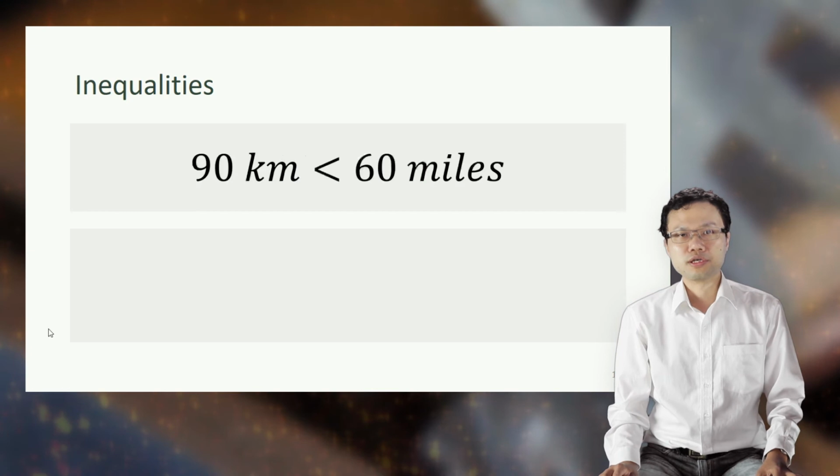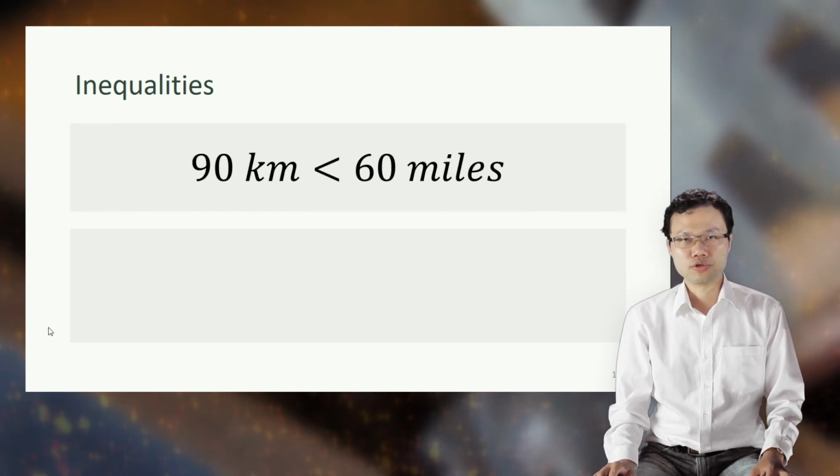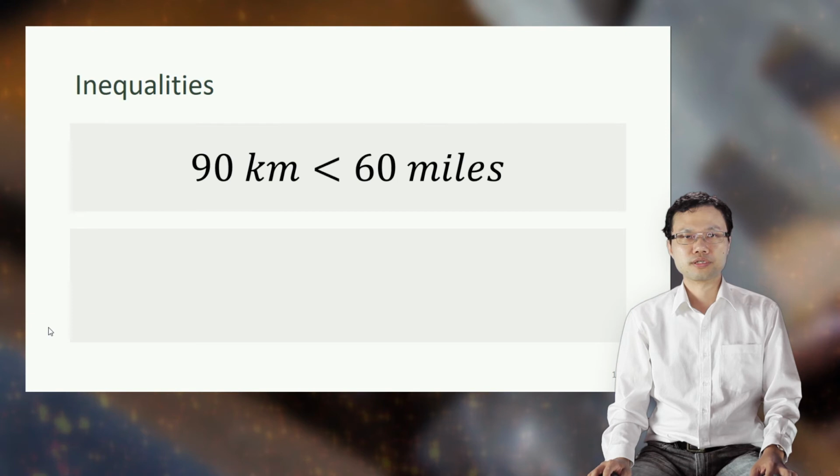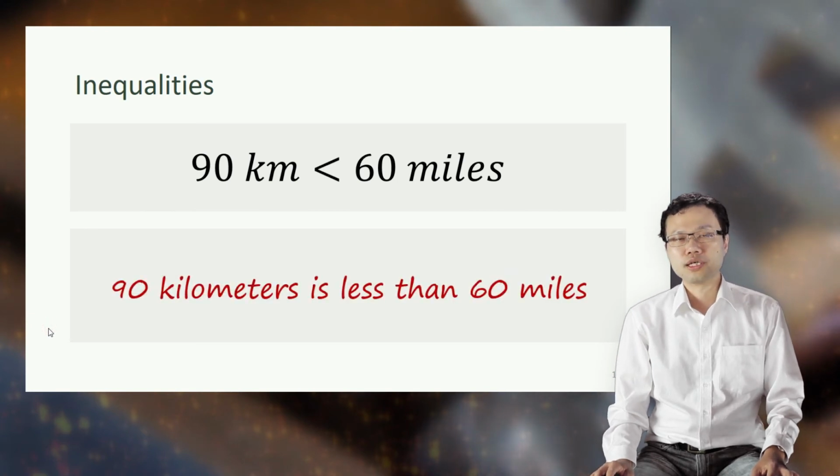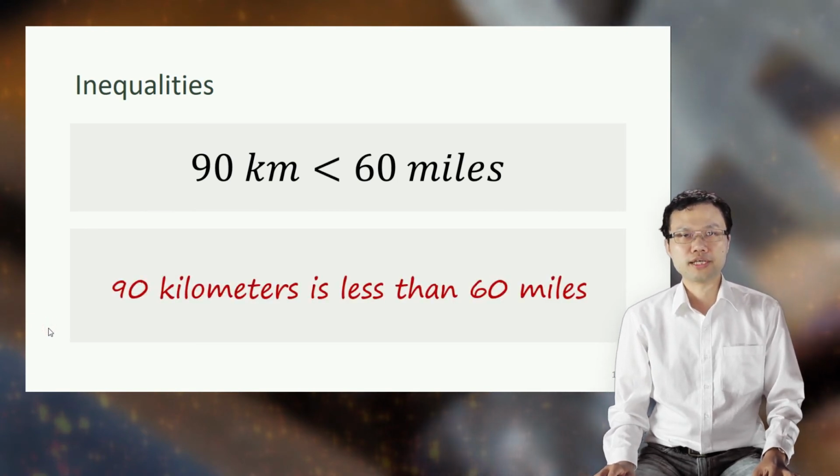Another example is, from the previous slide, we know 60 miles equals 96.56 kilometers, which is greater than 90 kilometers. So we conclude 90 kilometers is less than 60 miles.